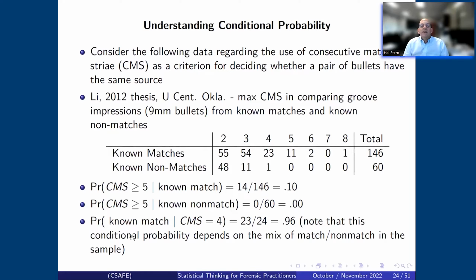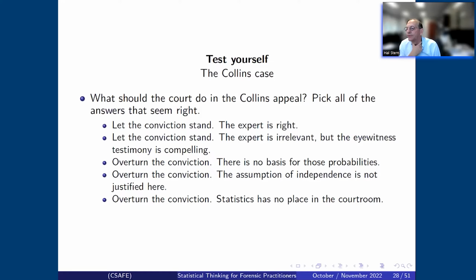So we have a lot of answers here because people could answer more than once. The two with the most support are both arguing we should overturn the conviction: there is no basis for those probabilities, or the assumption of independence is not justified.